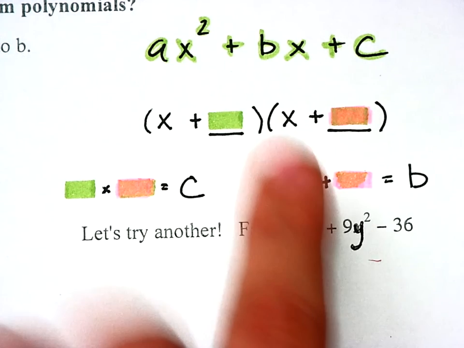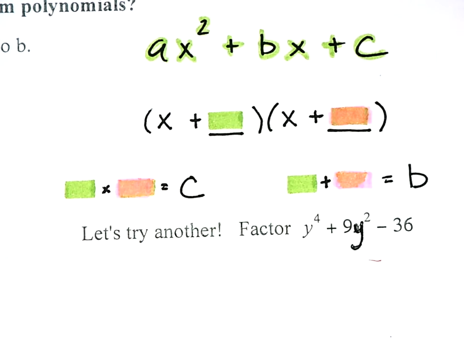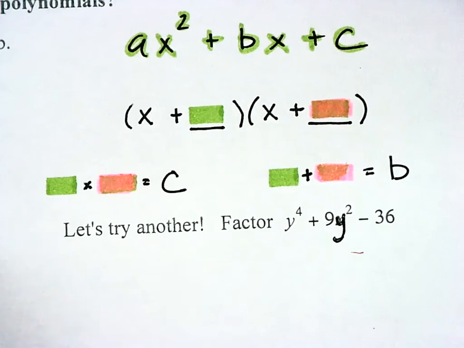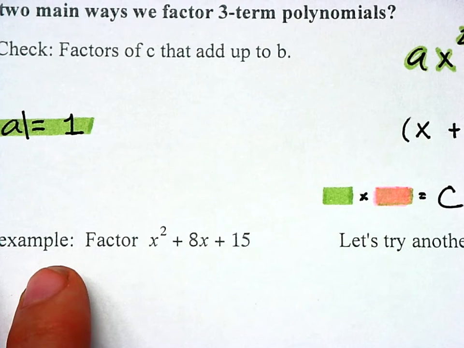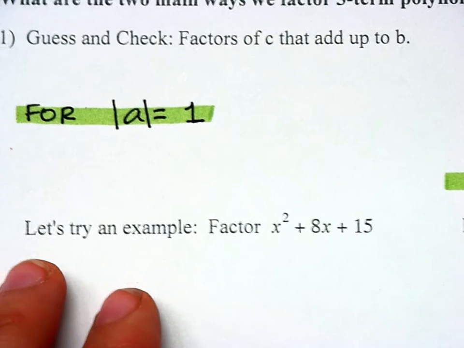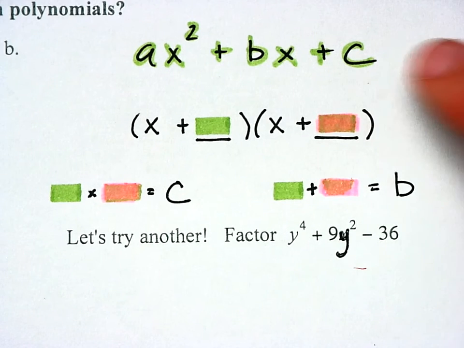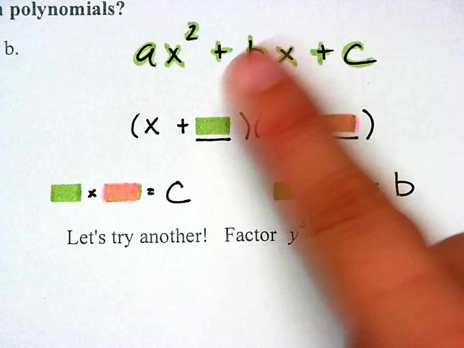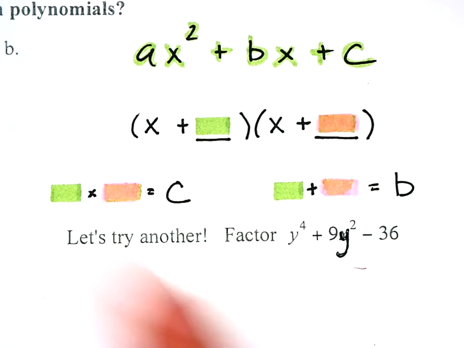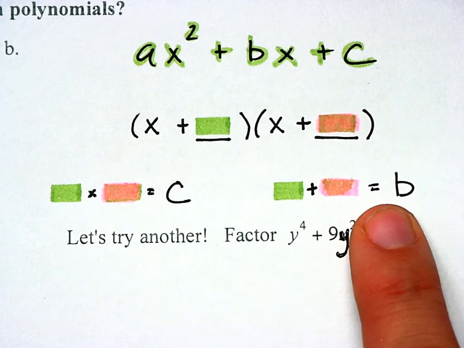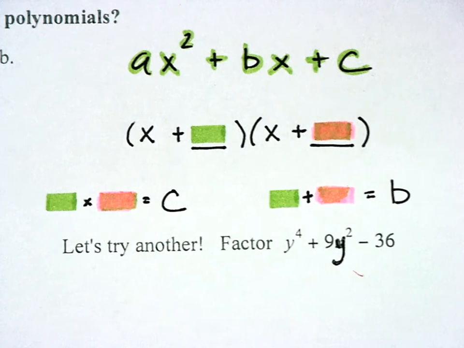I'm not going to write numbers here. We'll see those with the examples. But that's what it means when you see on the notes it says factors of c that add up to b. What I mean is factors of this number have to add up to this number. So that's what that means down here. Okay, let's try it with a real example.